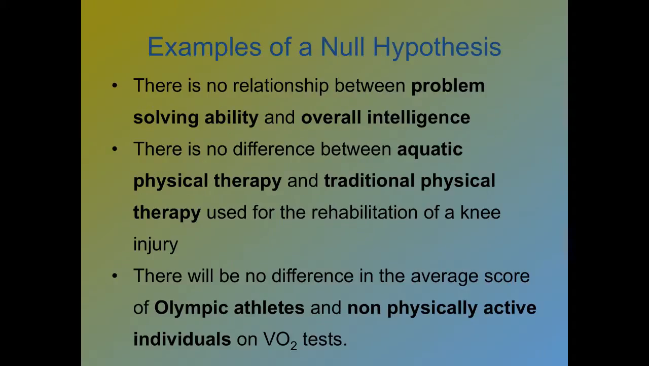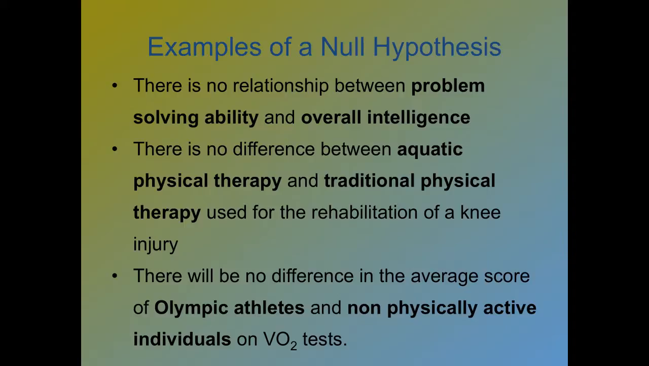Here are some examples of good null hypotheses. The first one says there is no relationship between problem-solving ability and overall intelligence. The second one says there is no difference between aquatic physical therapy and traditional physical therapy used for the rehabilitation of a knee injury. And finally, the third one says there will be no difference in the average score of Olympic athletes and non-physically active individuals on VO2 tests.